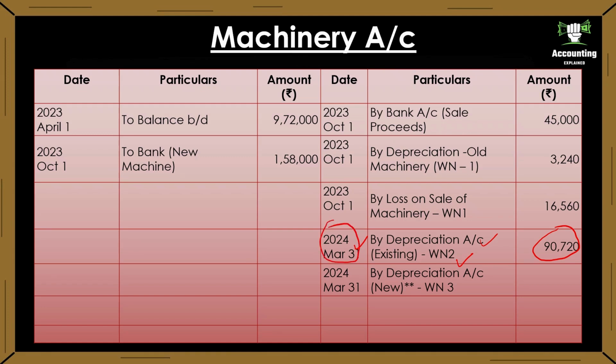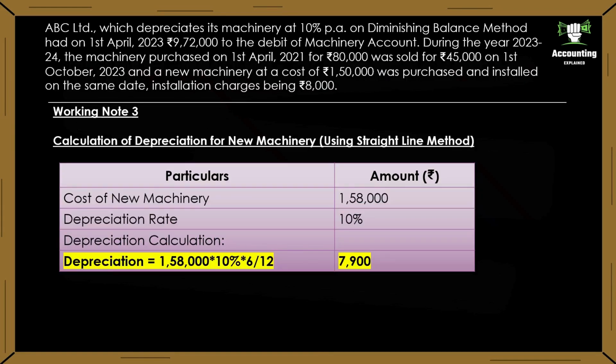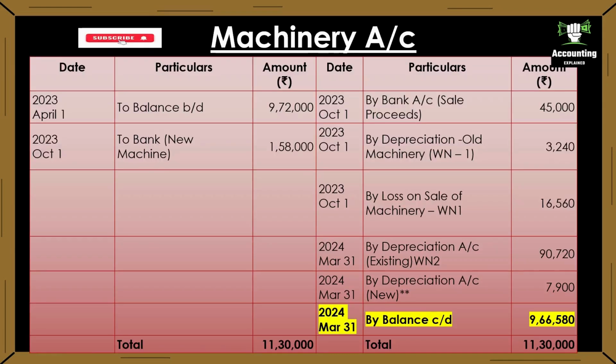Next, we will see the working note 3 and take the depreciation for the new machinery by depreciation account on March 31, 2024. For the new machinery, depreciation is 7,900 for 6 months. That is from 1st October to 31st March. That we will take to the machinery account. On 31st March 2024, by depreciation account for the new machinery, referring working note 3, we write it as 7,900.